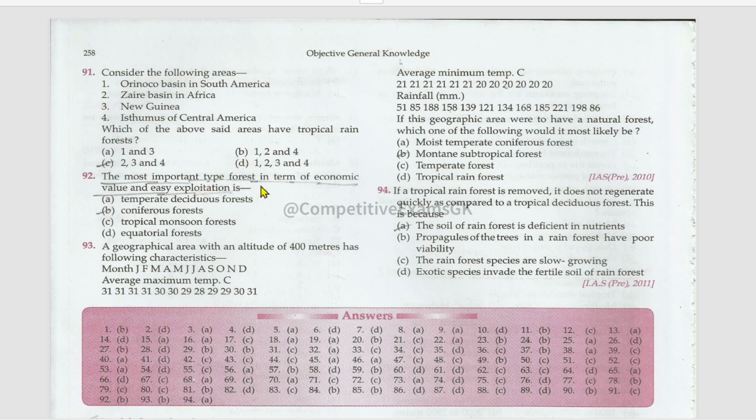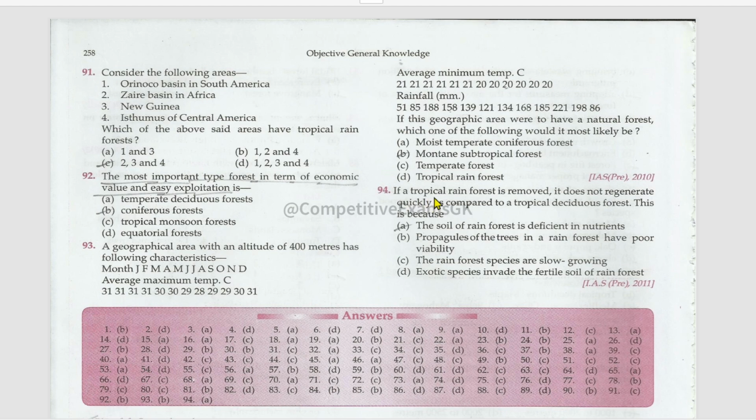The most important type of forest in terms of economic value and easy exploitation is coniferous forests. A geographical area with an altitude of 400 meters has the following characteristics: month, January, February, March, April, May till December. Average maximum temperature, average minimum temperature, and rainfall are given. If this geographical area were to have a natural forest, which one of the following would it most likely be? These are the conditions related to the mountain subtropical forest. These are very rarely asked, so neglect this question if possible.